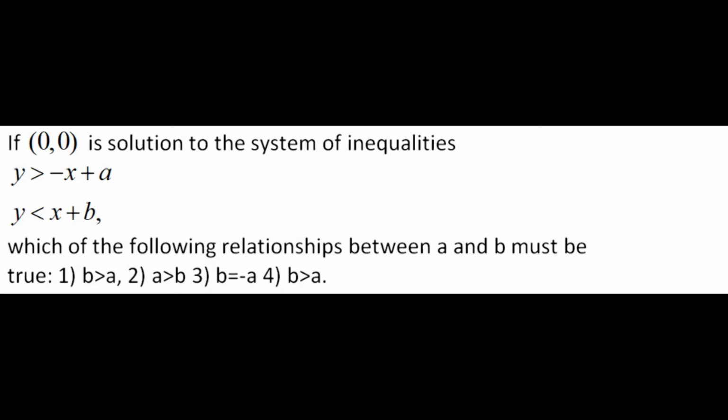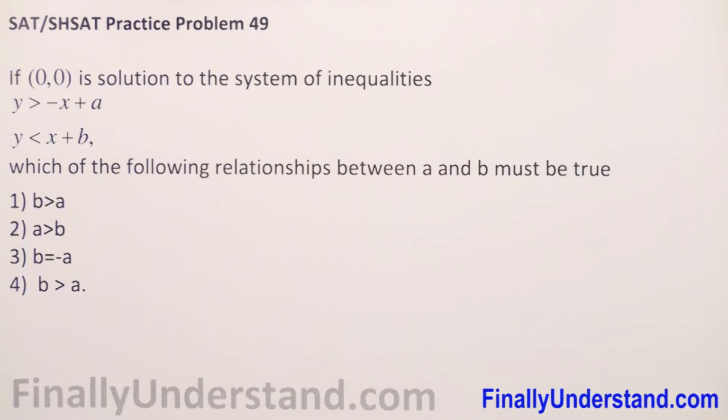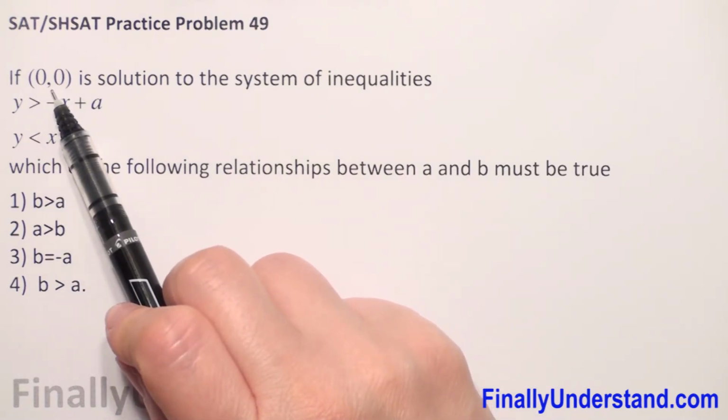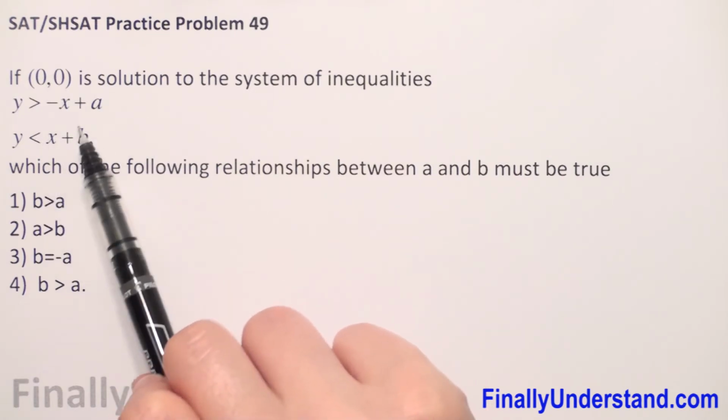If point (0, 0) is a solution to the system of inequalities, y is greater than negative x plus a and y is less than x plus b, which of the following relationships between a and b must be true? So first, let me see what we have given. We know that point (0, 0) is a solution to our system of inequalities.